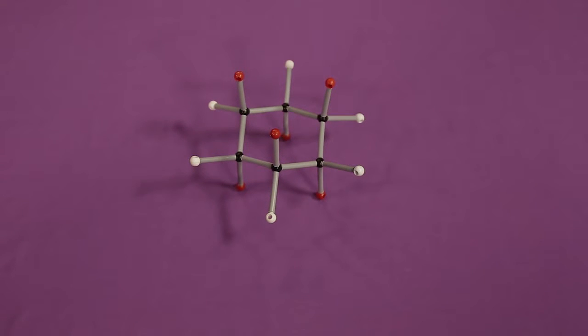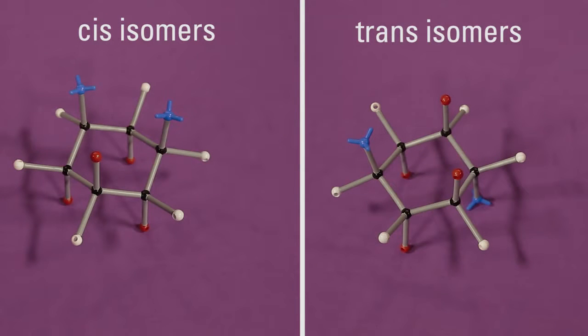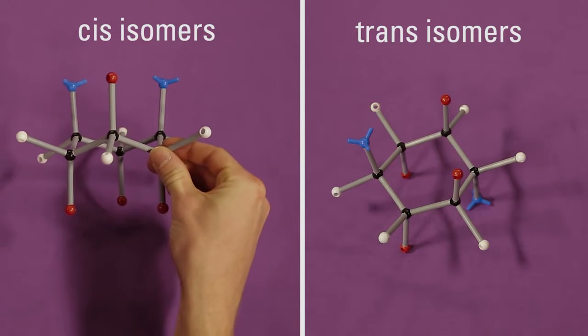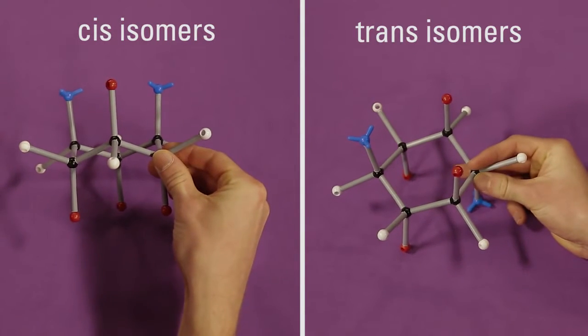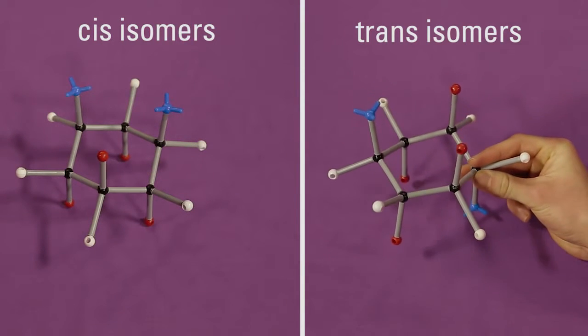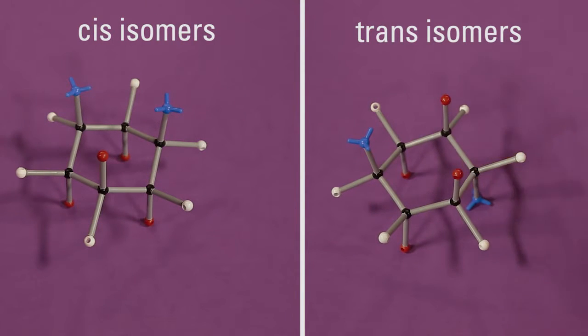Because the ring structures do not allow for complete freedom of rotation, there are 2 isomers for compounds with the same substituents. Thus, cis, Latin for on the same side, and trans, Latin for across, are used to differentiate the 2 structures. You can easily distinguish between cis and trans structures.